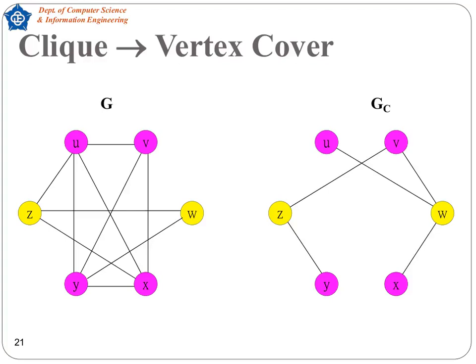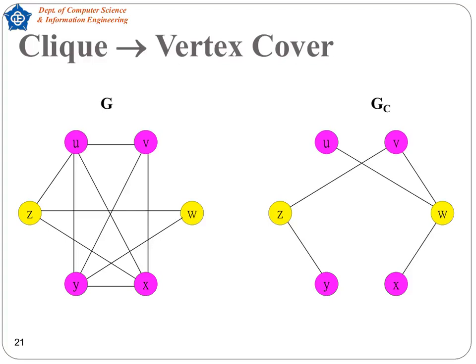Building on our earlier reduction outline, here we illustrate the classic transformation from clique to vertex cover. On the left, you see our original graph G with 6 vertices. Notice the 4 magenta nodes U, V, X, and Y. They form a clique of size 4, while the 2 yellow nodes, Z and W, lie outside that clique.